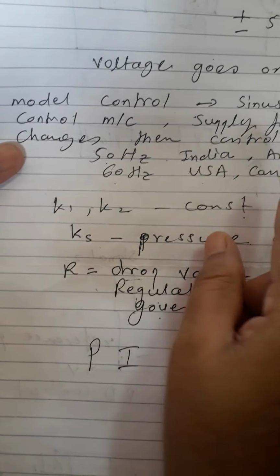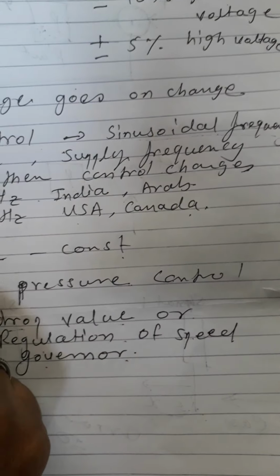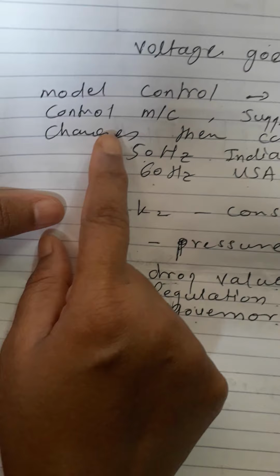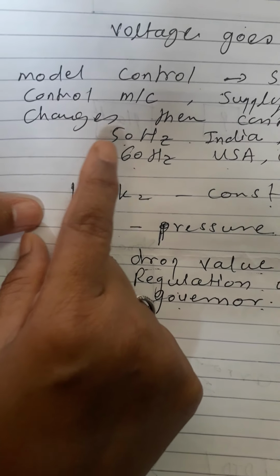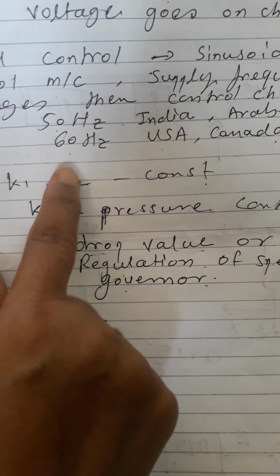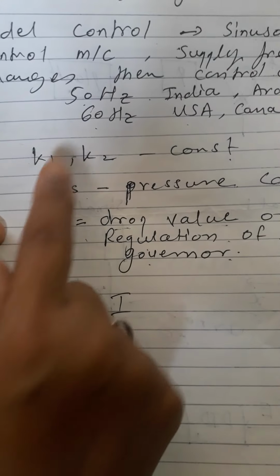In the model controller, if sinusoidal frequency control machines are there, mostly we are getting sinusoidal frequency control machines. The supply frequency changes. In India and the Arab countries it is 50 Hz, and in the USA and Canada it is 60 Hz.